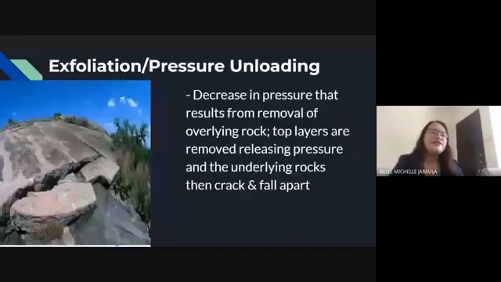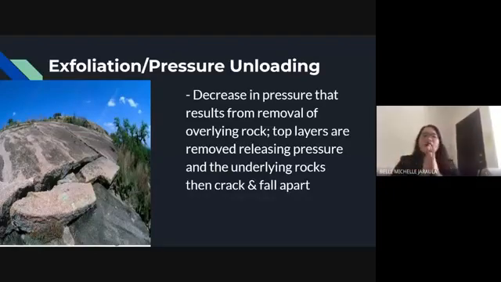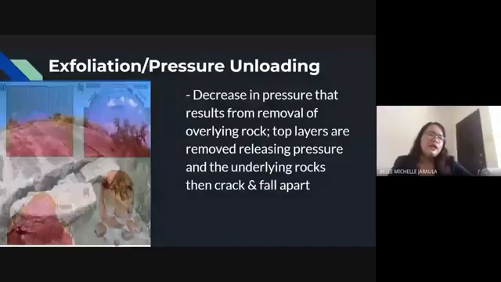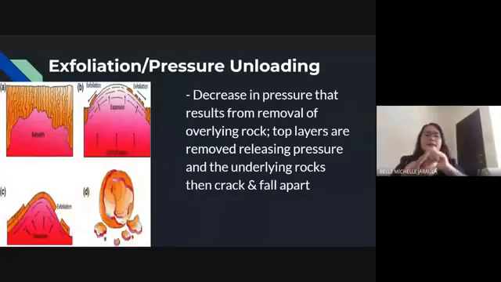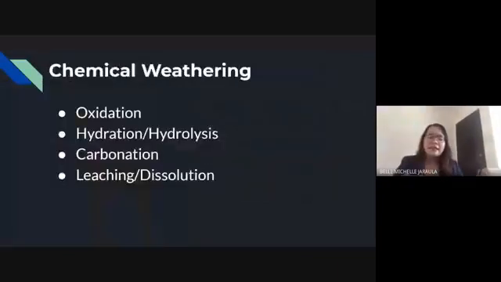So, next one is exfoliation or pressure unloading. It is a decrease in pressure that results from the removal of overlying rock. Top layers are removed, releasing pressure, and the underlying rocks then crack and fall apart. There are rocks that are sandwiched between the upper and lower parts of the formation. Once the part located above is unloaded, the part below gives way. This is what happens here, as you can see. Exfoliation, expansion, removal of layers. It's like you're peeling an orange. That is what happens.